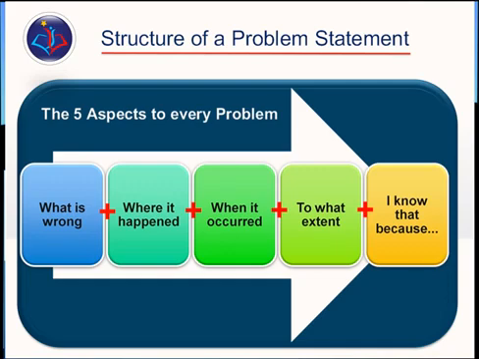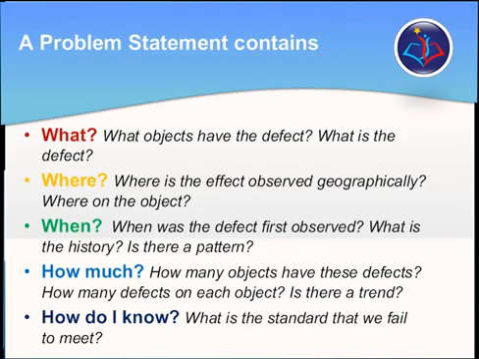There are 5 aspects to every problem, and this is how you will structure your problem statement. You define what is wrong, where it happened, when it occurred, to what extent this is a problem, and you define, how I know that because. Each problem statement has to contain the what. In other words, what objects have the defect?